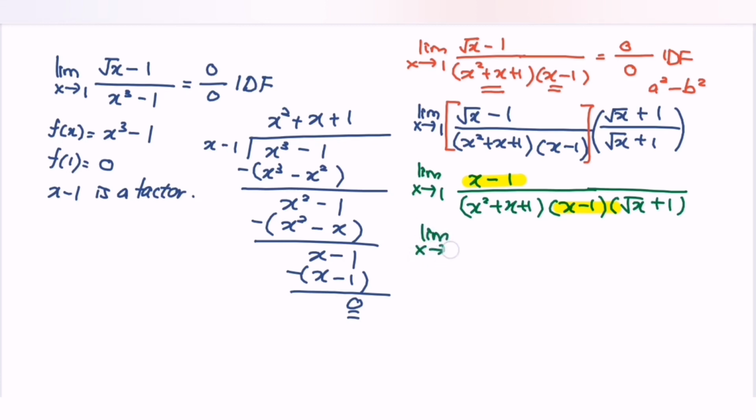The limit as x approaches 1, so we will have 1 over x squared plus x plus 1, multiplied by the square root of x plus 1. Kindly substitute the value 1, so we will obtain 3 for this part, and here we will have 2. So finally, we will obtain the limit approaching 1 over 6 for the value of y.